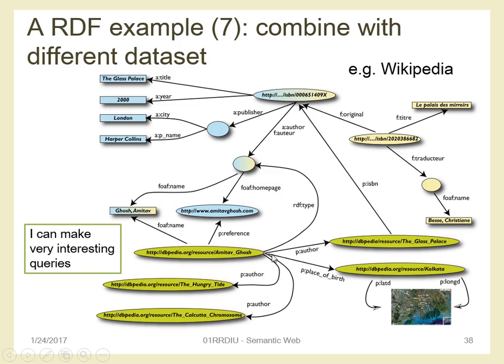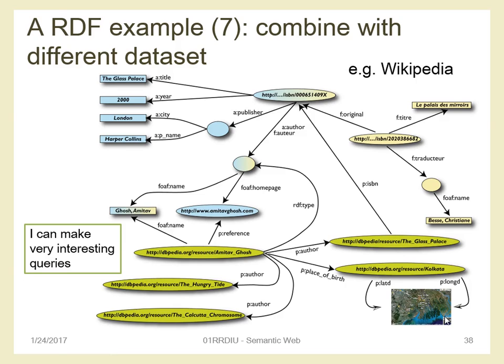And I can, from Wikipedia, if I extract what I'm interested in, also know where he was born, which is here, Kolkata. And then I can also say what the coordinates, latitude and longitude, of this place are. So I'm adding different data sets. And I can make more and more interesting queries. For example, where was the person who has written, the original writer of the book Le Palais de Miroir, born? And I can answer this question.